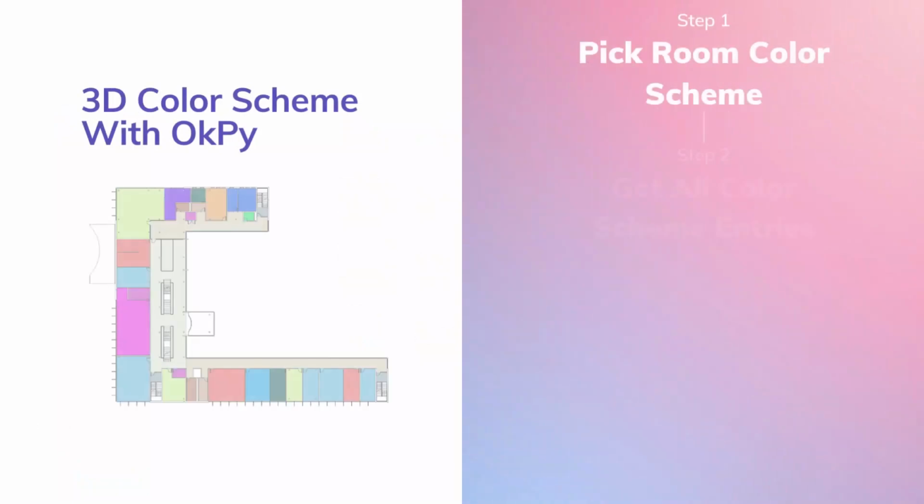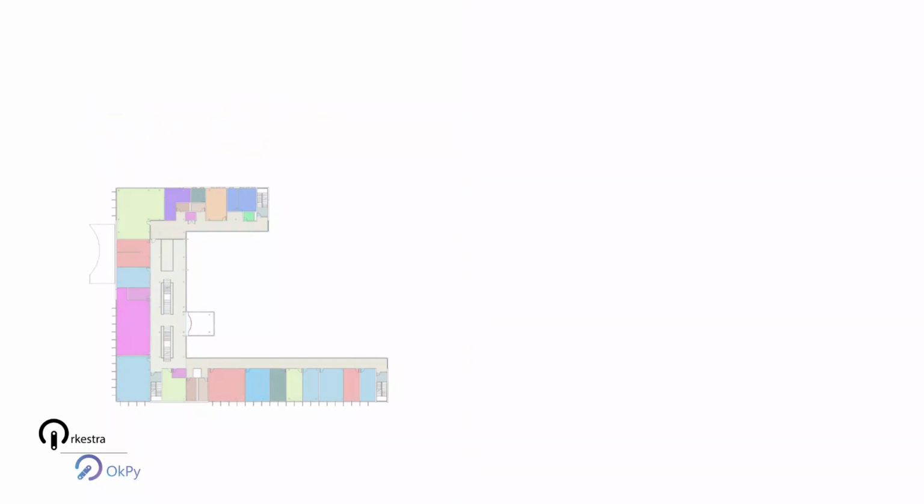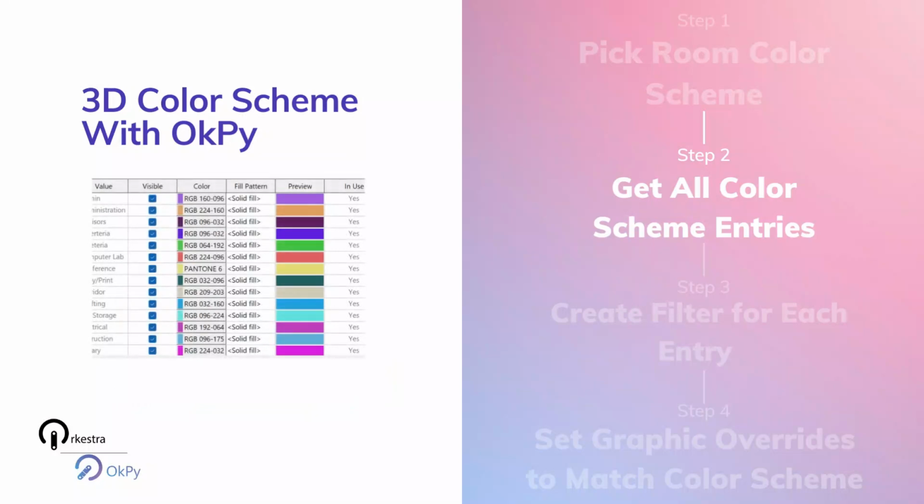Now for this tool, we're going to have a couple of steps to go through. Step number 1 is going to be letting our users pick a room color scheme that they would like to convert into something that they can visualize in 3D. Step 2 is going to be getting all the colors of that color scheme and the parameter values that they are associated with.